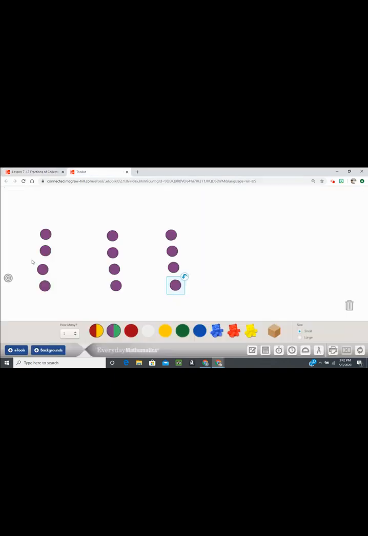And we could do the same thing if we do 4 different groups instead. So we'll just add another group here. Make sure each one gets the same amount. There and there. And this time we see that 12 stamps divided equally among 4 pages is 3 stamps per page.